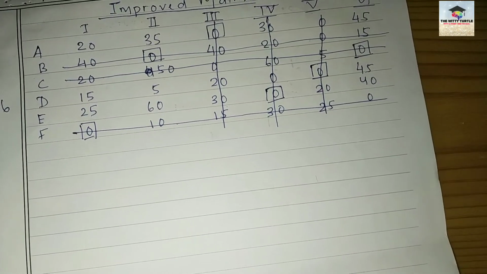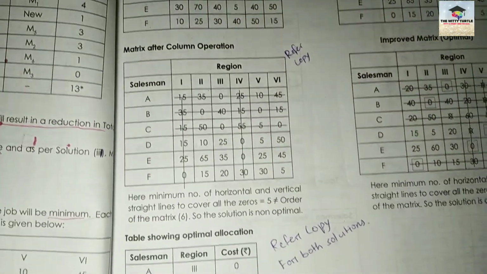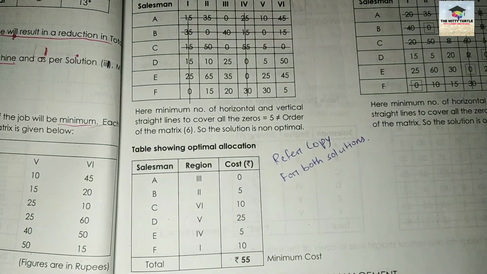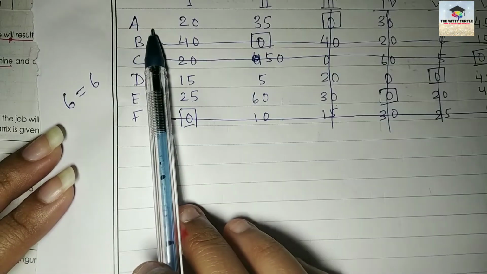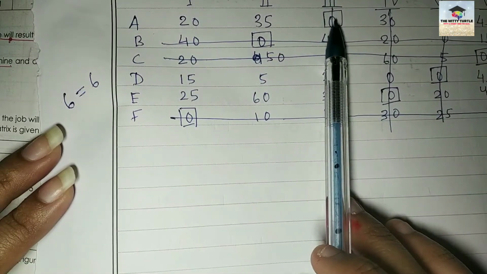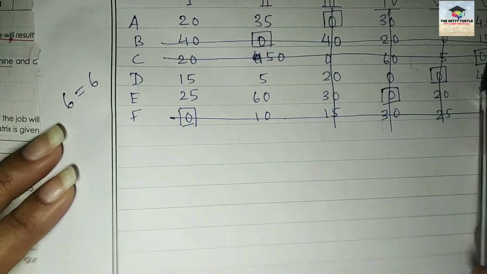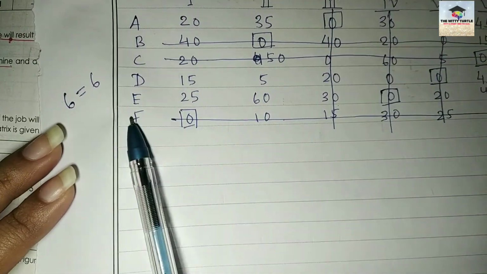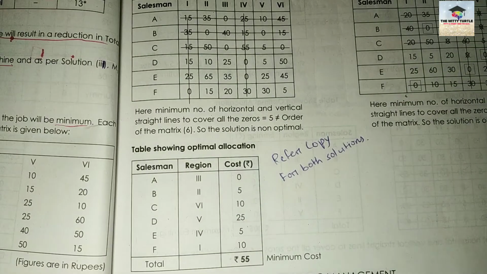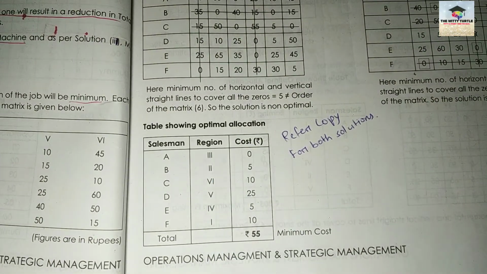So after optimality is reached, what do you have to do? You simply need to check and make the optimal allocation, right? So here for salesman A, which region is it? For A it is the third region. For B, it is the second region. For C it is the sixth region. For D it is fifth. For E it is fourth, and for F it is first, right? So yes, you can see this here. It is already given in the answer.